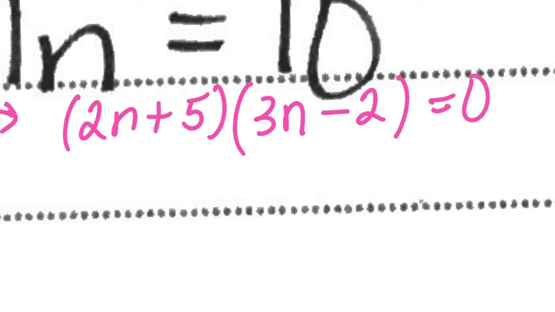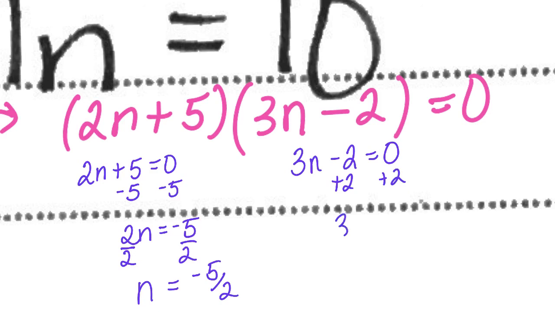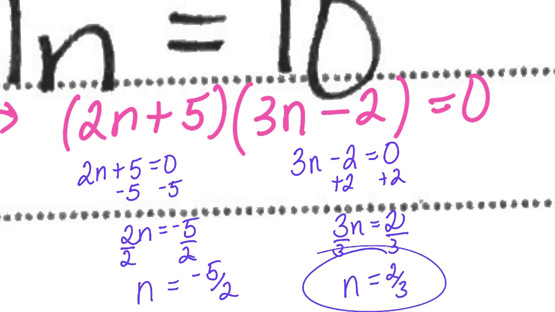All right, got to keep going. I know if I set this binomial up and make it equal to 0, I can solve. And n was equal to negative 5 halves. And if I set this one up and make it equal to 0, I can add 2. 3n equals 2, divide by 3. It looks like n equals 2/3, and n also equals negative 5 halves. Great job.